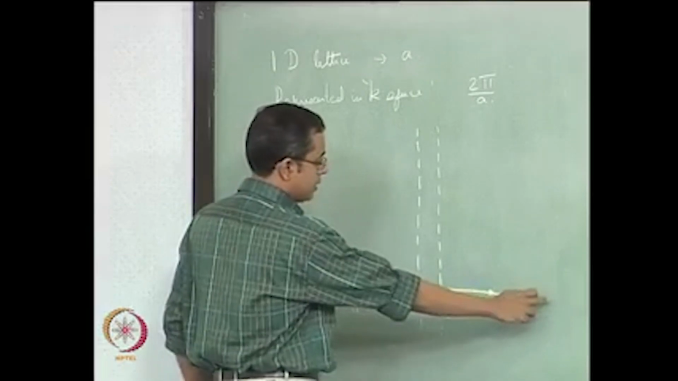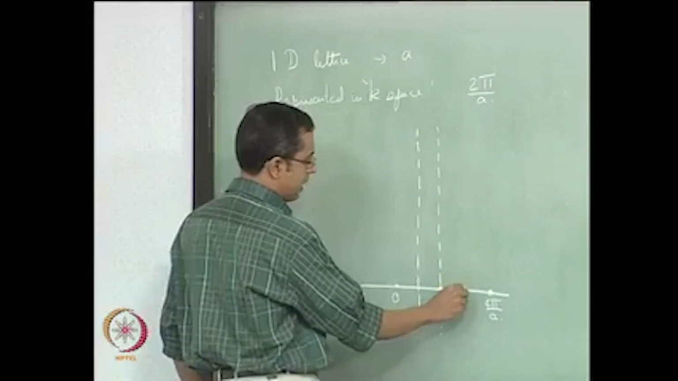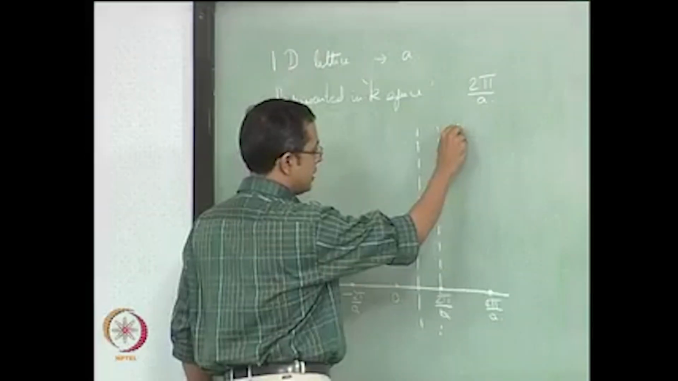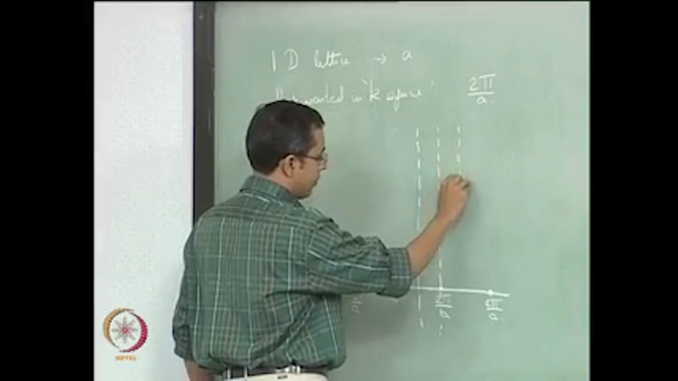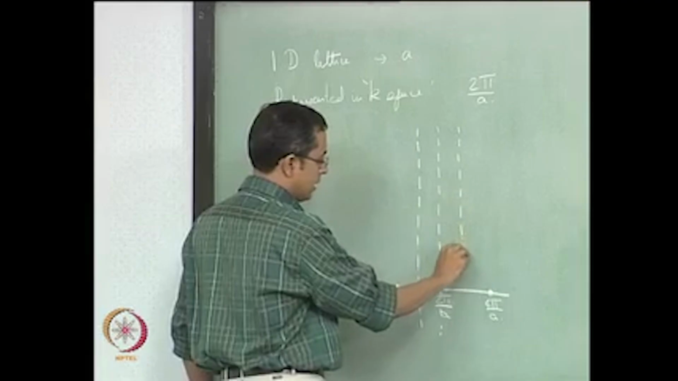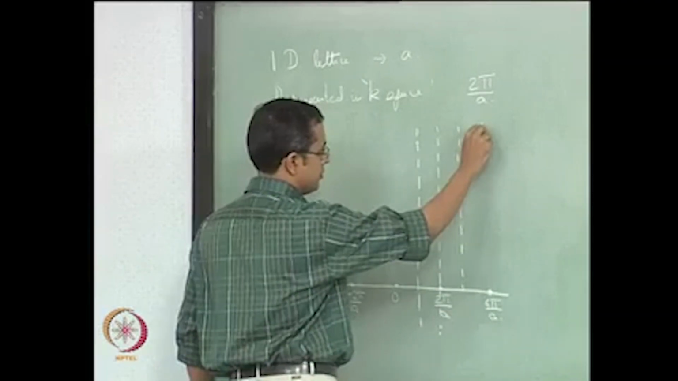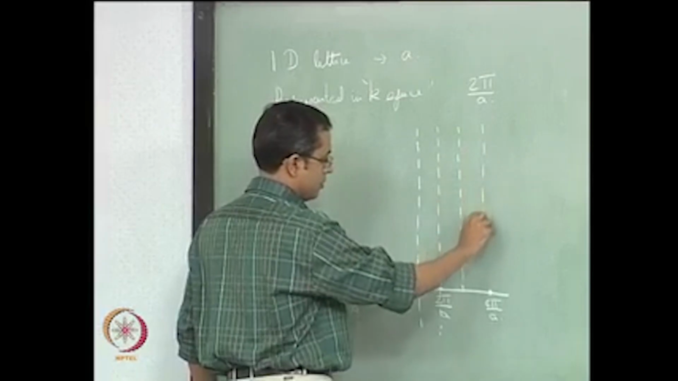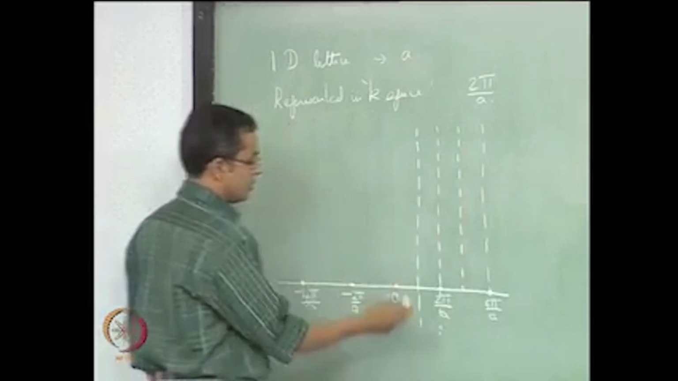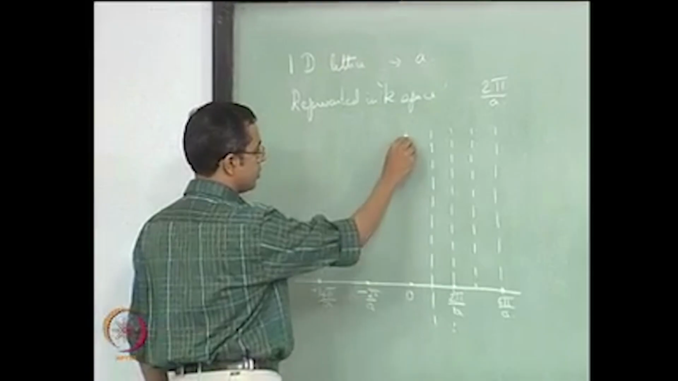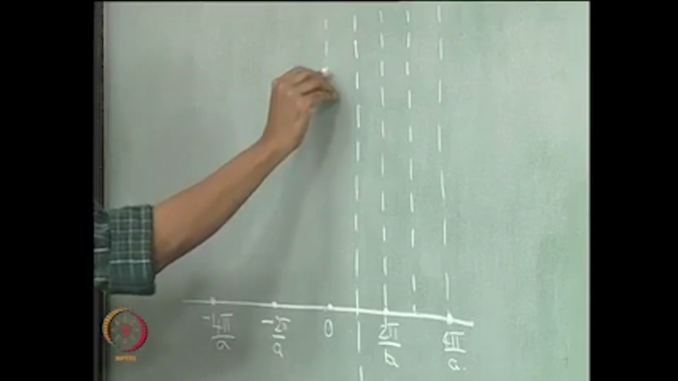Similarly, the next one will be at 6 pi by a, so at 3 pi by a we will have another Bragg plane. Essentially, at every n pi by a we are going to have a Bragg plane, because at every 2 n pi by a we have a lattice point. Same thing we can do here, so we will just mark this up for the origin.